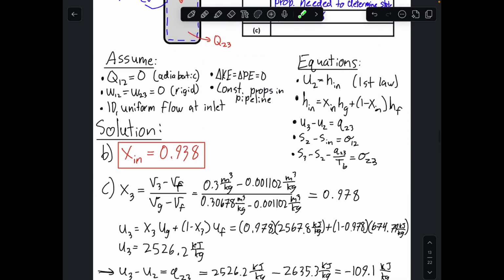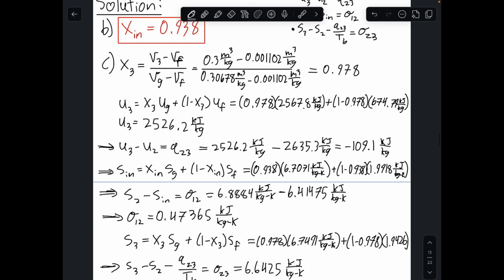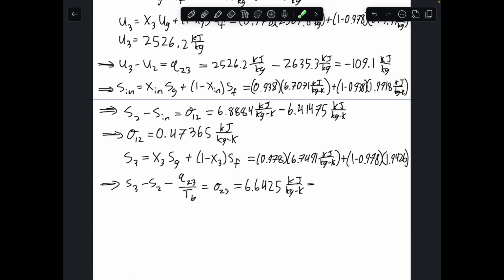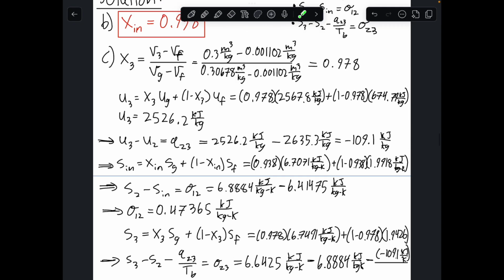S2 we can get from the table. It's up here, just this 6.8884. So now we're subtracting this off, 6.8884 kilojoules per kilogram Kelvin. And then minus our heat transfer term we found here to be negative 109. So we're subtracting off a negative, 109.1 kilojoules per kilogram.